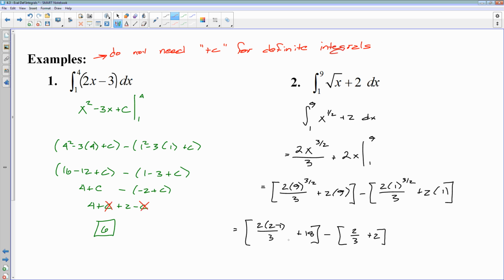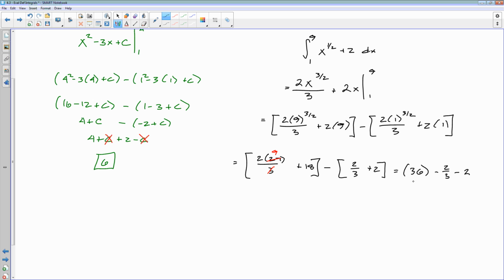And then we'll clean this up. Let's see, 3 goes into 27 9 times, so I'm going to reduce that. We'll get 18 plus 18 is 36. Minus 2/3 plus 2. We're going to have to get a common denominator. Let's see, 2/3 plus 2. Actually, I'm going to say minus 2/3. I'm going to distribute that negative. Minus 2/3 minus 2.